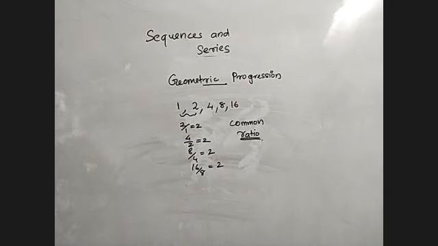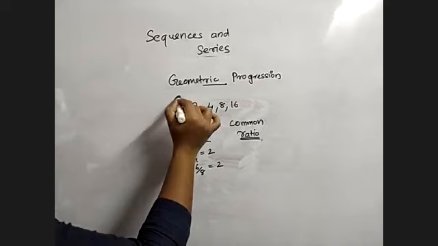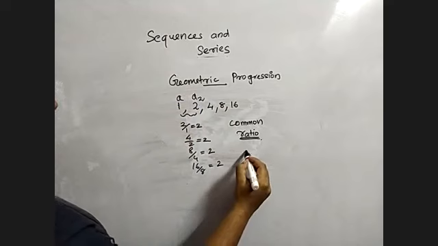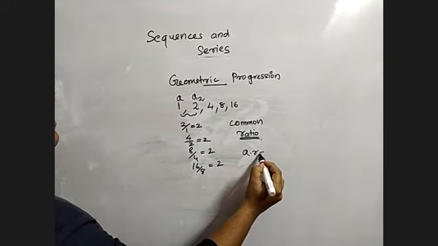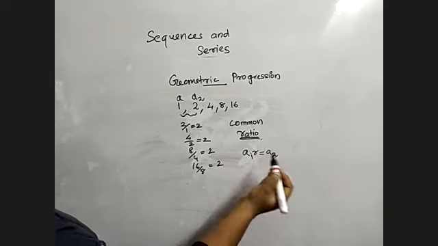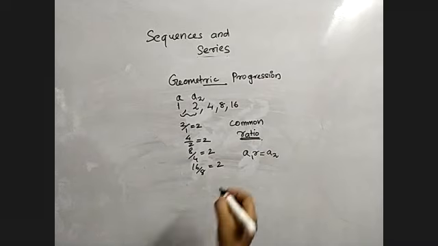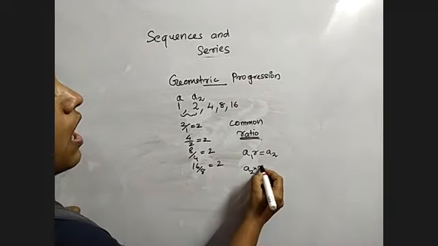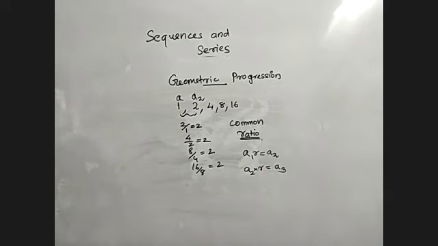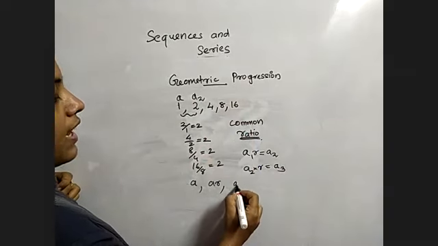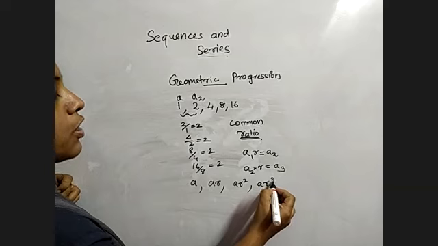Understood? So what is arithmetic progression? Arithmetic progression means you will have a common difference. In geometric progression, we'll have a common ratio. And a is the first term, a2 is the second term. Then a into r is equal to a2, first term into the common ratio gives the second term. Then a2 into r will give a3. So I can write the sequence as a, ar, ar square, ar cube, etc.